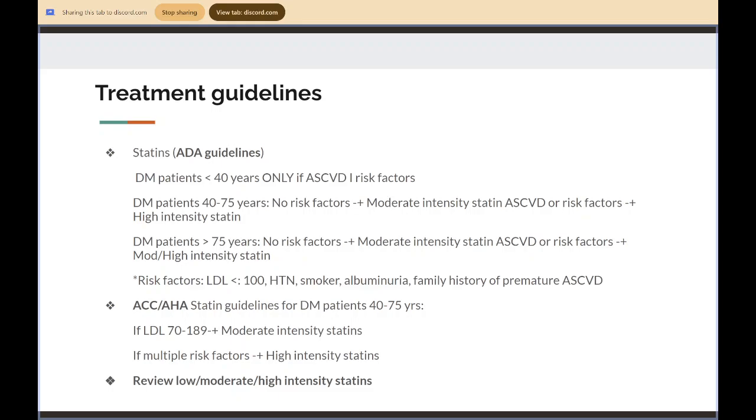Risk factors are going to be LDL greater, less, sorry, LDL 100, smoker, albuminuria, or family history of premature arteriosclerotic CVD. So, if you answered Berlinta in the chat, that is correct.